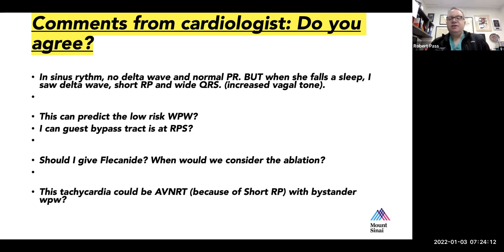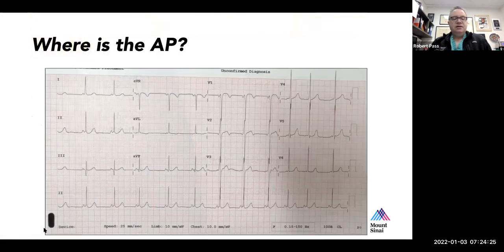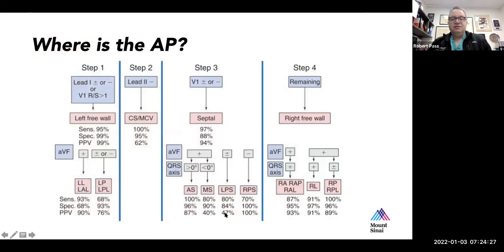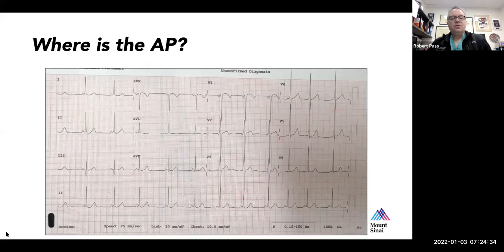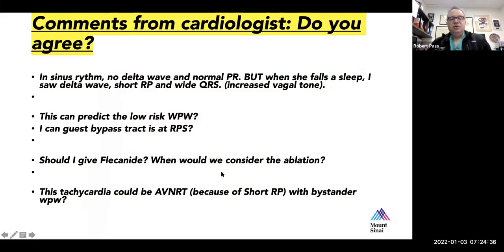So the last question that we'll address from Dr. Savley is, when would we consider ablation for a patient like this? What do you think about this? Let's say, just for the sake of this conversation, that based upon the map we think it's septal and it's either left or right posterior septal. What do you think about doing an ablation in an 8-year-old like this? What are the pluses and what would be the negatives?